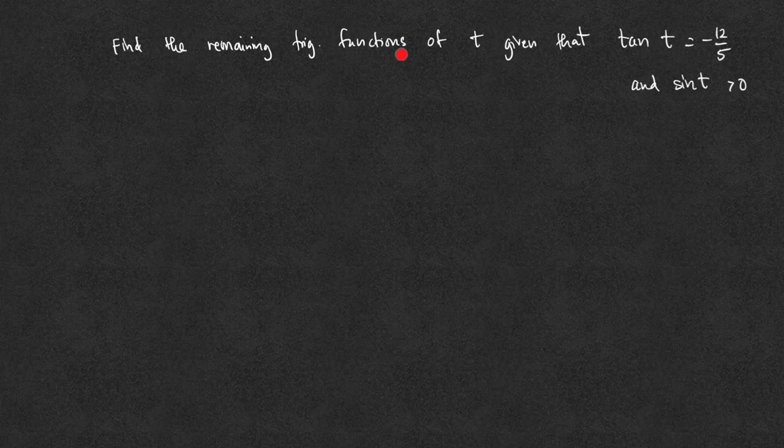Find the remaining trigonometric functions of t, given that tangent of t is negative 12 over 5 and sine of t is positive. What is t? We don't know, and we don't need to know that for this problem. Tangent of t is negative 12 over 5, and tangent of t is defined as y over x of the coordinate of the terminal point, and this is given as negative 12 over 5. Before we make y equals negative 12 and x equals 5, we must determine which quadrant t lies in.